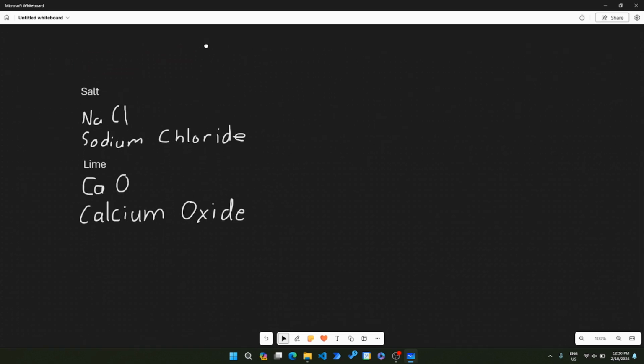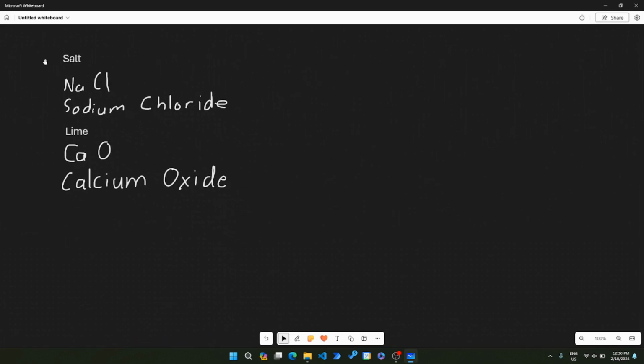So let's go over some examples just so you can tell the difference. We have salt, which is typically table salt, and the chemical formula for that is NaCl, and the chemical name is sodium chloride. So from sodium chloride, you can tell that the formula will be NaCl, but from salt, you can't quite tell that. Another common example is lime, which is calcium oxide, or CaO, if you're looking at the chemical formula. And again, you can tell the chemical formula from the name, but not from the common name.